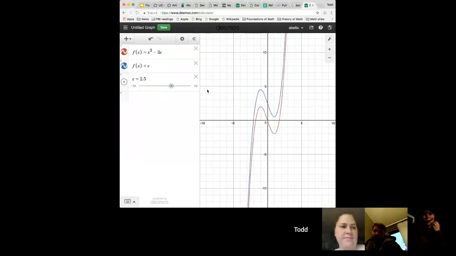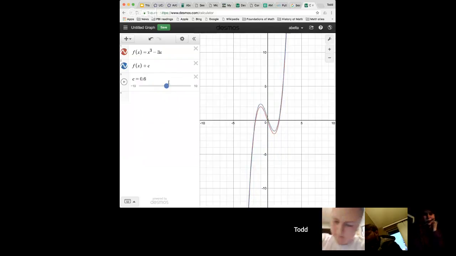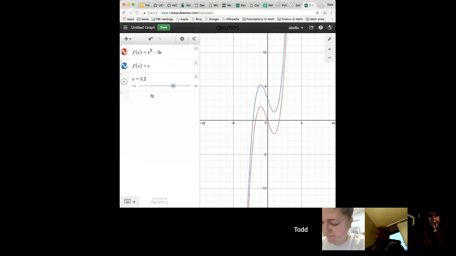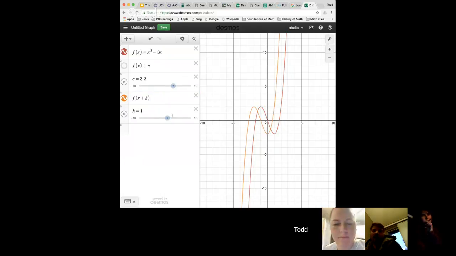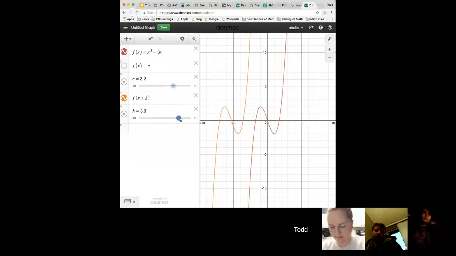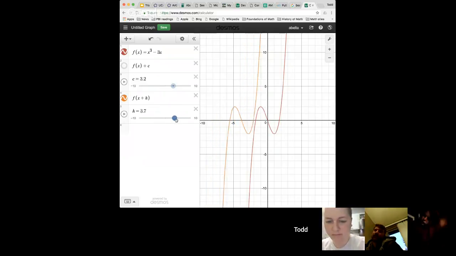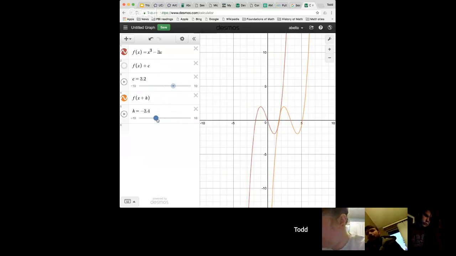Okay. So if we're adding to the output, outputs are graphed vertically. So adding to the output shifts the graph up and down. Okay. What if I do f of x plus h? Well, now we're adding to the input, right? If I add something positive, notice what happens. Which direction is it shifting? Left. And here it's shifting right. Everybody with me there? Okay.